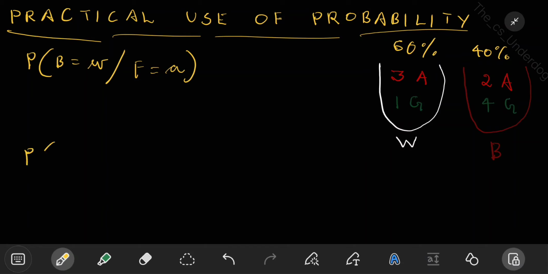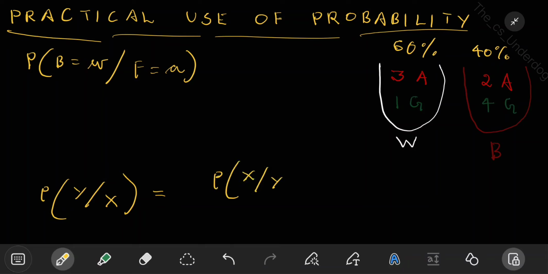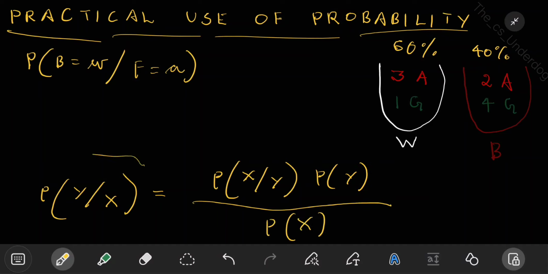What was Bayes theorem? It said P of y given x, I'll write it at the bottom. How did we write it? P of x given y into P of y whole divided by P of x. This is how we found out P of y given x using Bayes theorem. So we will use this logic here in order to find probability of bag is white given that the fruit is apple. Okay. So how can you write this?